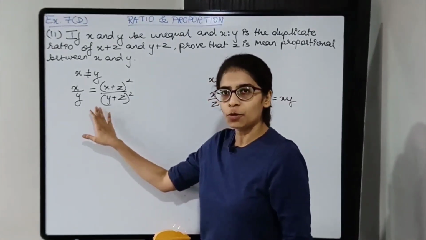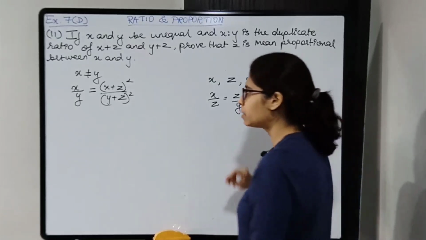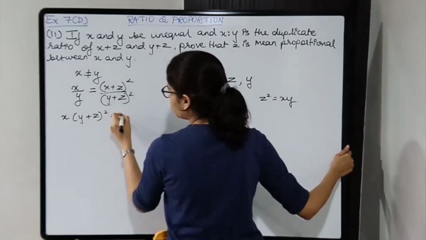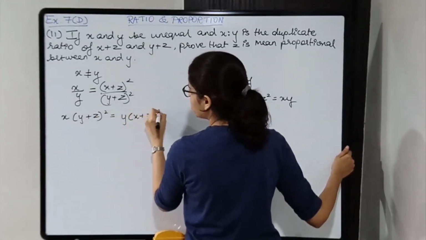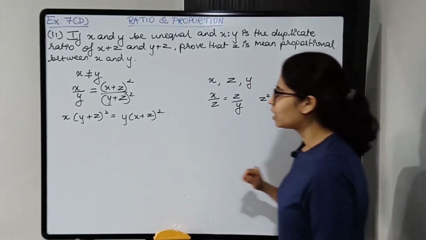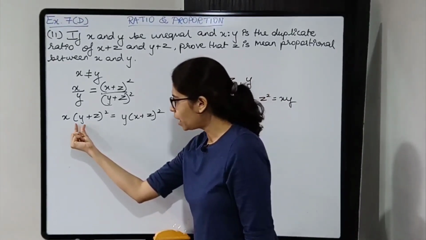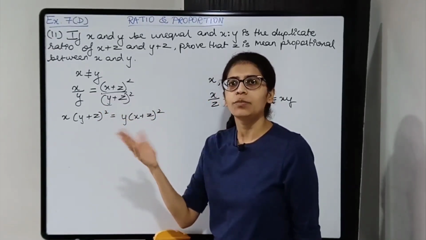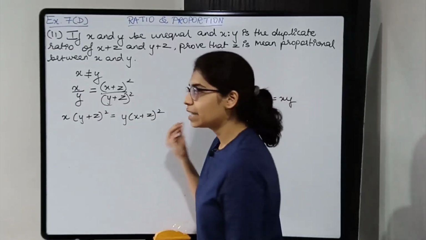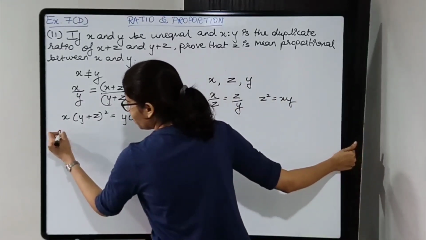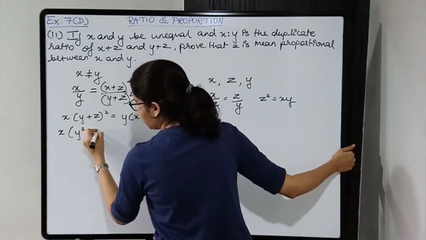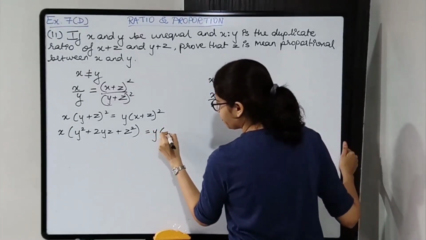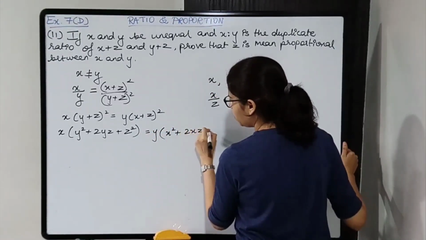Over here this is the given information. Let's cross multiply. So x into y plus z the whole square is equal to y into x plus z the whole square. Okay, now this is of the form a plus b the whole square. Here also it is of the form a plus b the whole square. Let's expand. It will be a square plus 2ab plus b square. Again identities. So a square plus 2ab plus b square, and here a square plus 2ab plus b square.